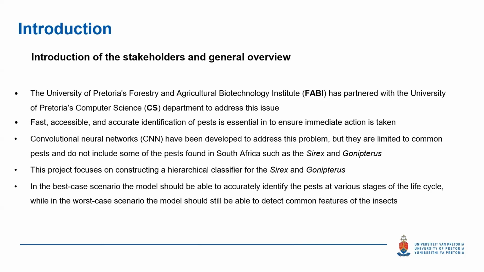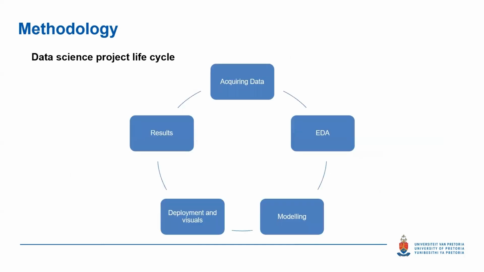In the best case scenario, the goal of the model should be to identify the insects correctly, especially across the various stages of their life cycle. But in the worst case scenario, we're hoping that the model is able to detect some common features of these insects whenever it fails to detect the actual insect.